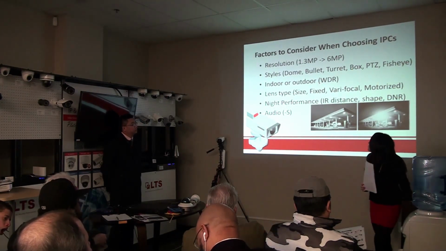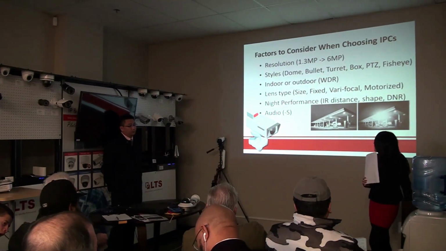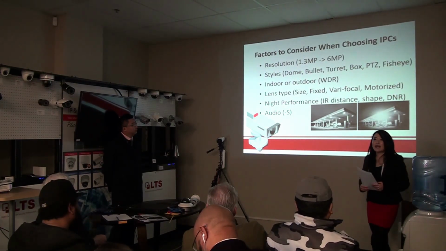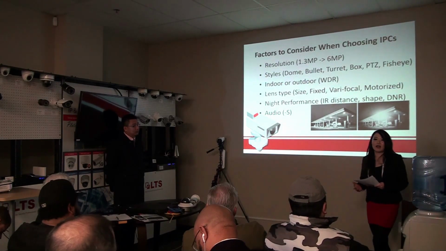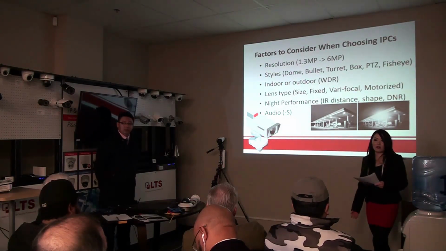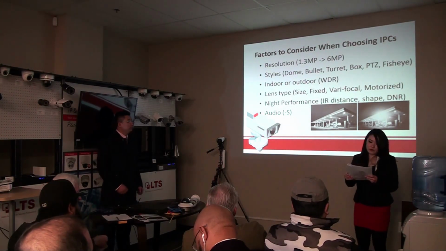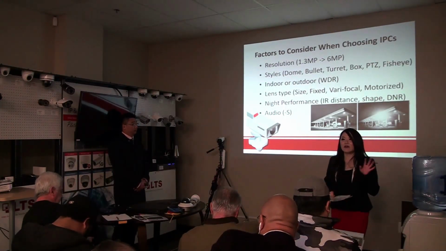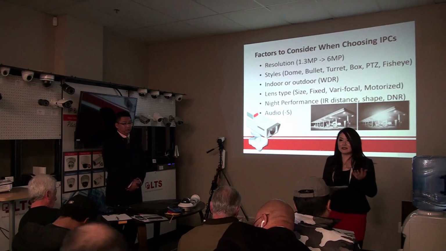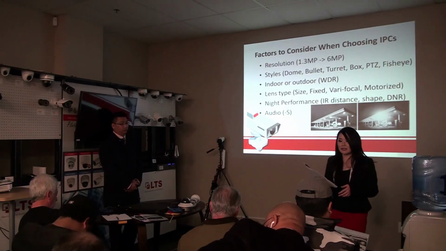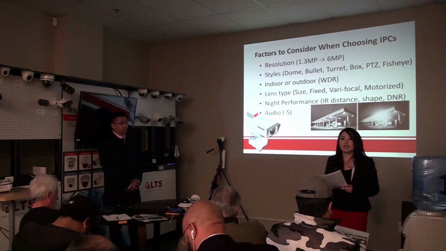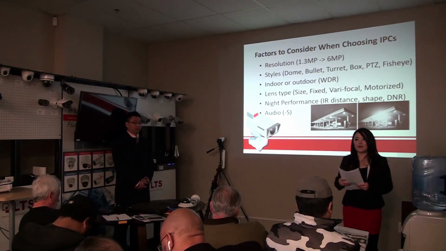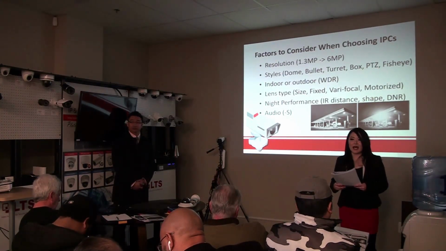Okay, the next factor we need to consider is night performance. How many IRs does it have? What kind of IR does it have? The shape of the IR. So if you turn to page 10, the first camera, it's kind of funky looking because it has two little eyes, the CMIP 3012. That camera has what's so-called matrix IR.